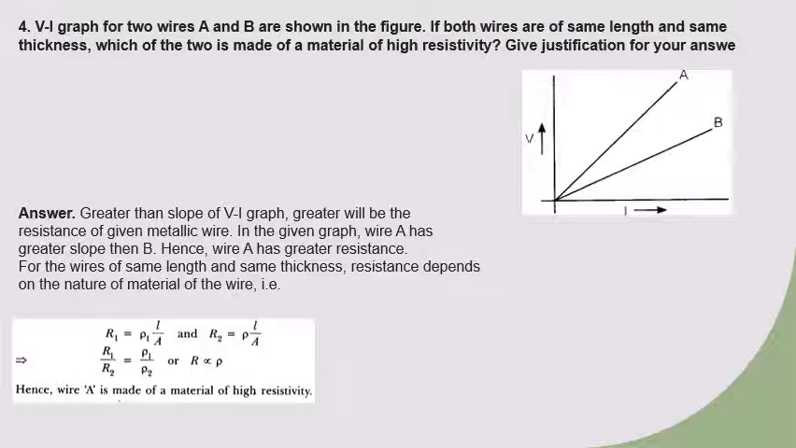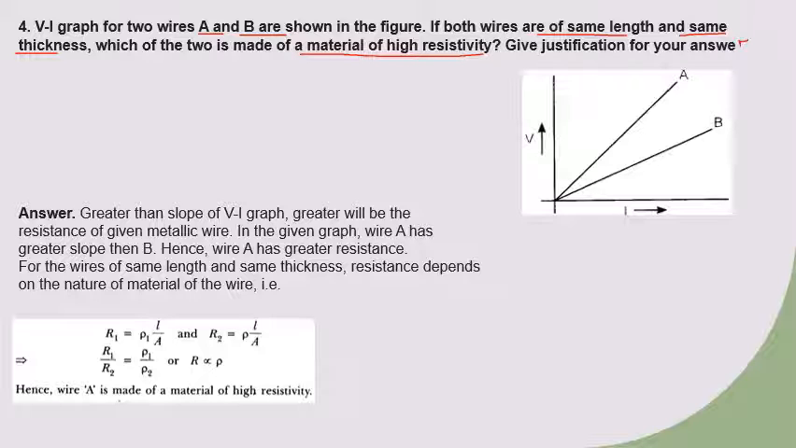Take question number 4, children. A VI graph for 2 wires A and B. 2 wires A and B are shown in the figure. If both wires are of the same length and the same thickness, which of the two is made up of a material of high resistivity? Give justification for your answer.